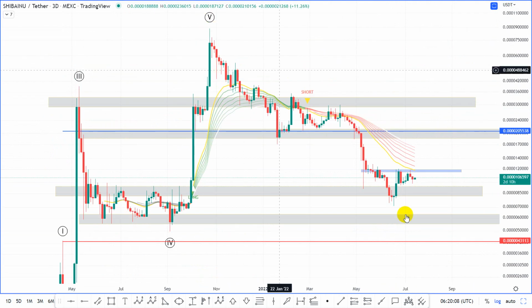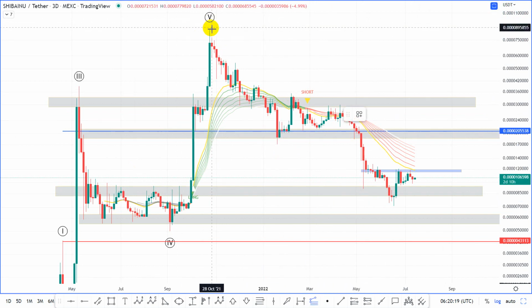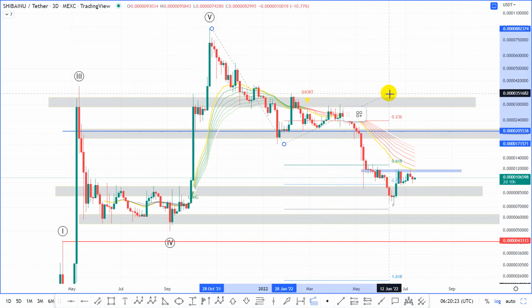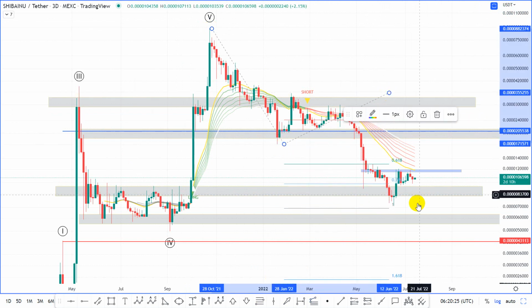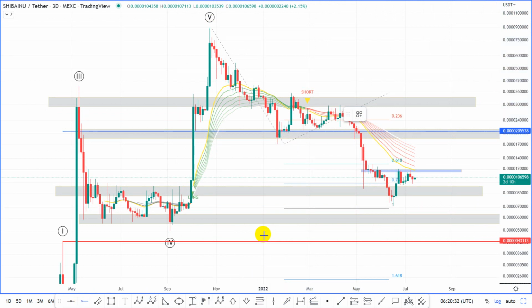Also, I forgot about that. Let's go ahead. If that one was 1, 2, 3, 4, 5, then we are looking for the ABC, and that could be ABC. Let's project the C target, right? If that was ABC, yeah, 1-to-1 extension is over here. Let me also mark that.